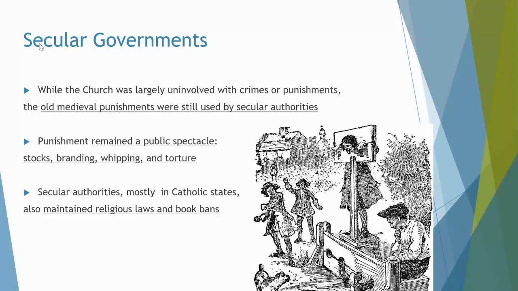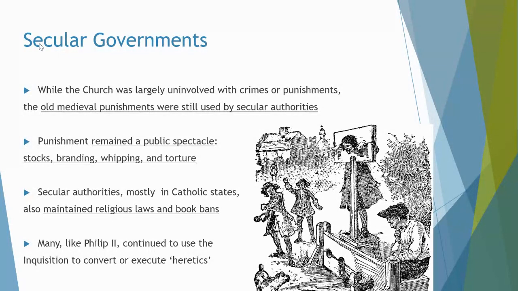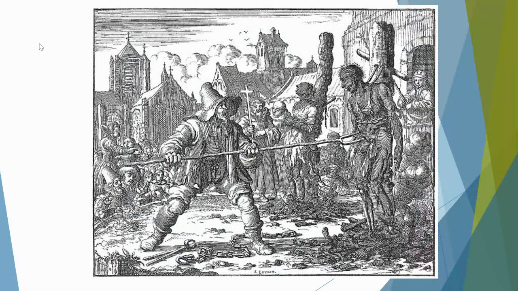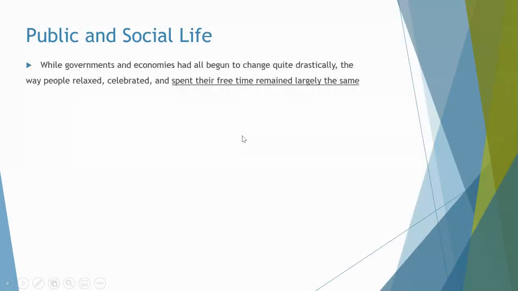Mostly in Catholic states, also maintained religious law and book bans. Many, like Philip II, continued to use the Inquisition to convert or execute heretics. We talked a lot about that, and there you just see one of the stocks. Obviously, being tortured there in public, so it looks like a little bit of the Inquisition. If I look back and I see the cross back there.